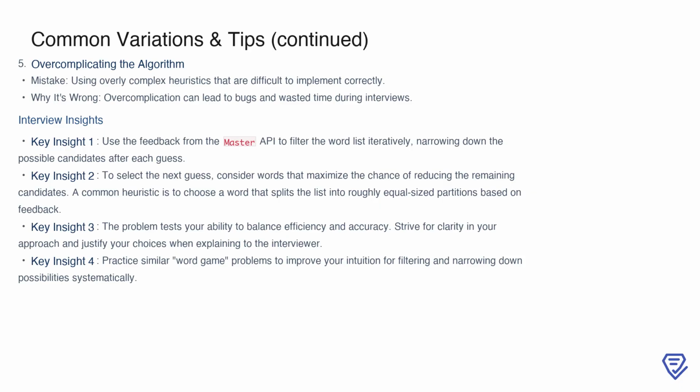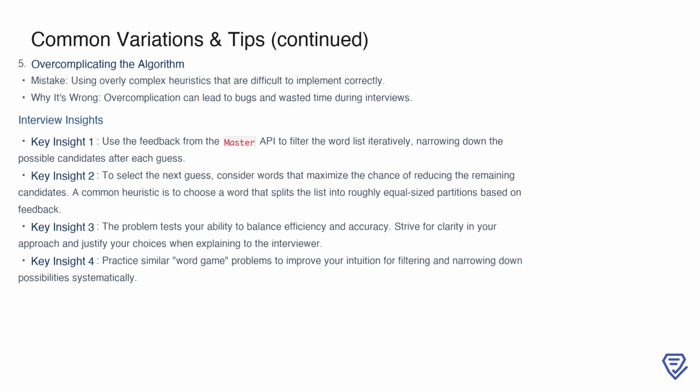One key insight for solving this problem is to iteratively filter the word list based on the feedback from the master API. After each guess, narrow down the list of potential candidates by eliminating words that don't match the feedback. To make your next guess, consider words that maximize the chances of reducing the remaining candidates. A common heuristic is to choose a word that splits the list into roughly equal-sized groups based on the feedback it would generate. This helps you eliminate as many possibilities as possible with each guess.